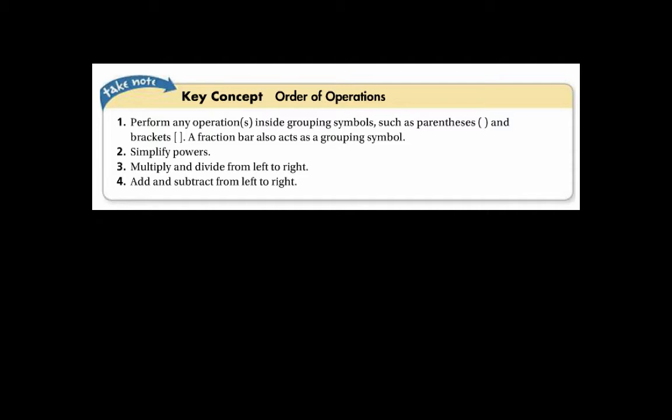And number 2, we have to simplify powers next. Number 3, we multiply and divide from left to right. And number 4, we're going to add and subtract from left to right. So we're going to do all of number 1 first. Then we'll do all of number 2, then we'll do all of number 3, and all of number 4.